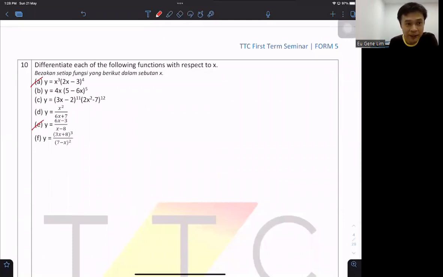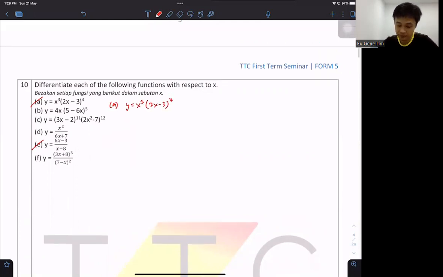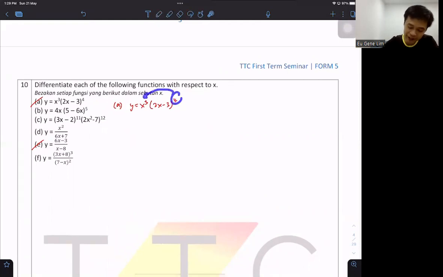Look at question A. Y equals to x cubed bracket 2x minus 3 power 4. This one, how to differentiate? You cannot use chain rule, okay? Because a lot of students, when I teach in physical class, a lot of students go and use chain rule. Oh, the 4 times in front, become 4x cubed, and then power minus 1. But this one cannot use chain rule.